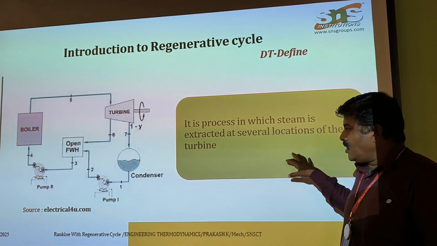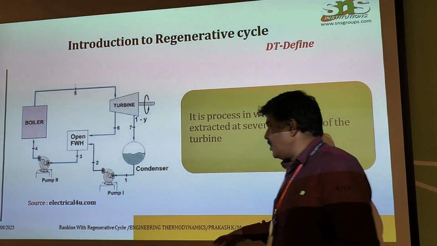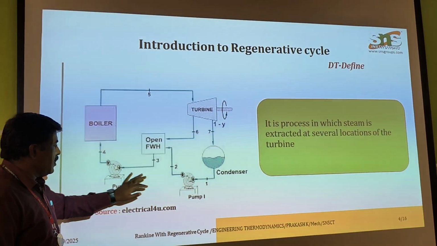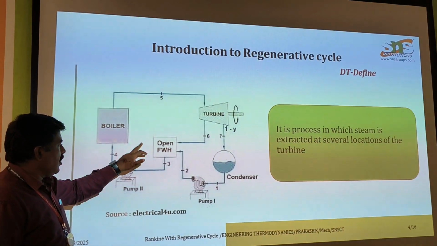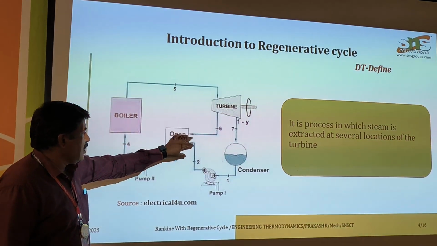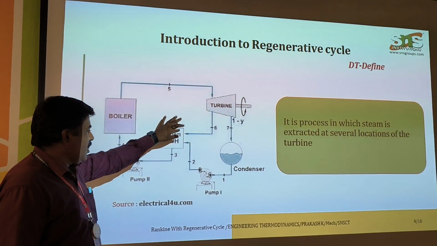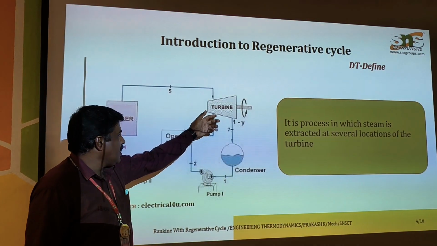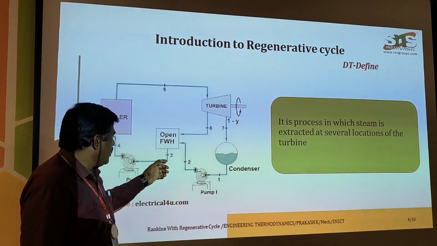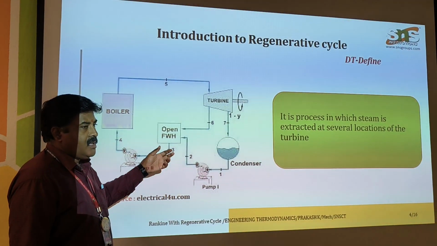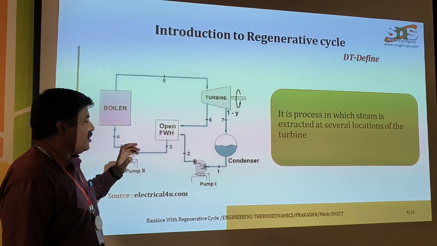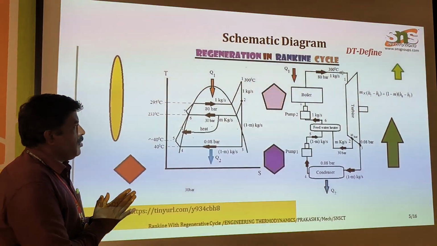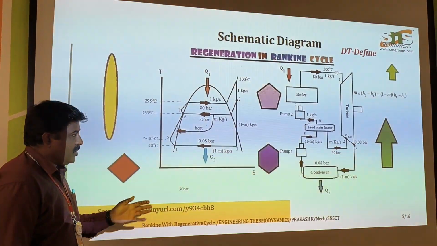In the regenerative cycle, this is a boiler, here we have a pump, and here we use heat recovery systems, with a turbine and then a condenser. Here heat is extracted and the water is getting heated. That is the main concept of the regenerative cycle. Now let us see in detail how the process takes place.